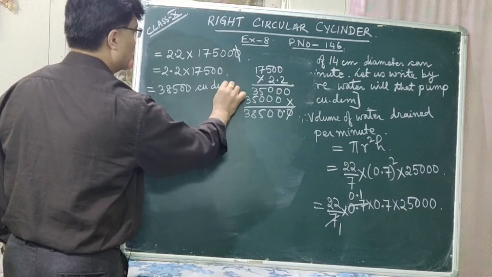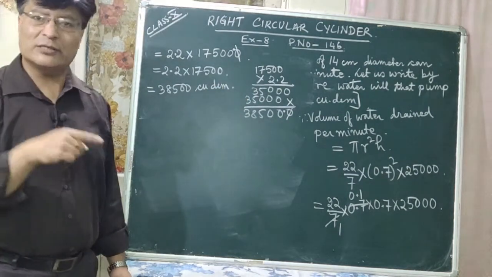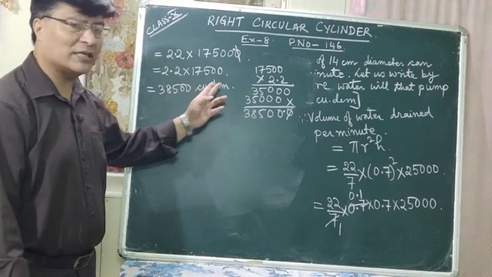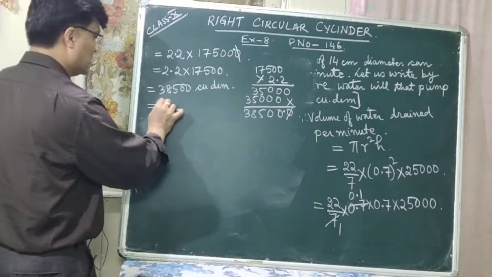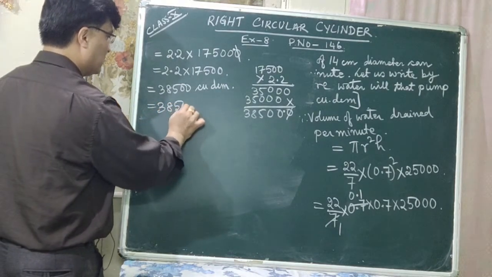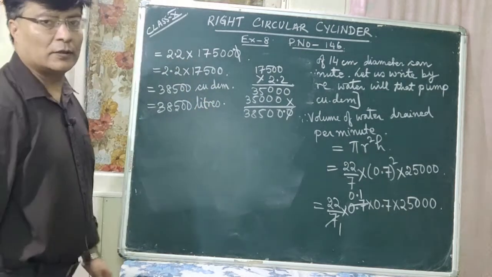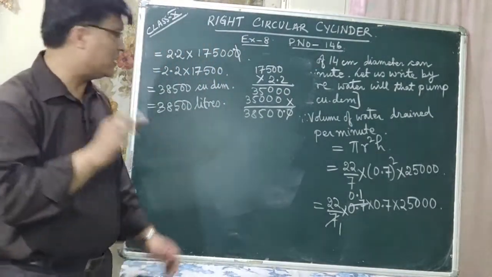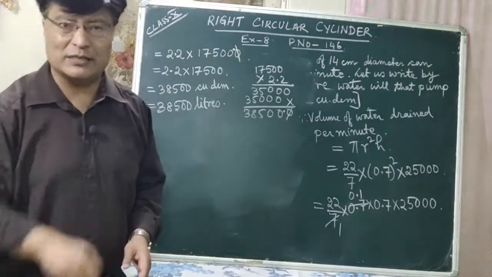This is your cubic decimeter. So you know that 1 cubic decimeter is equal to 1 liter. That is 38,500 cubic decimeter is equal to 38,500 liters. You know that, isn't it? 38500 liters. So in 1 minute, volume of water drained is equal to 38,500 liters in 1 minute.